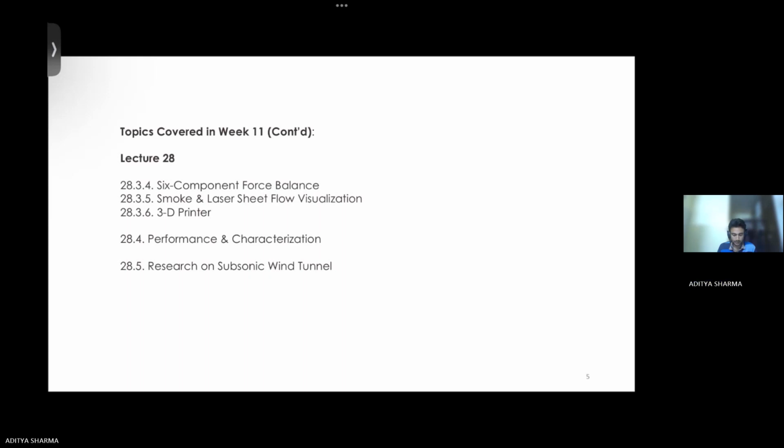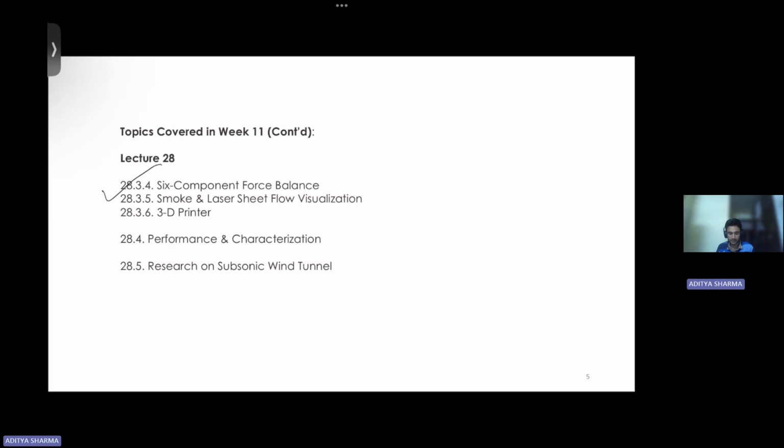So then we have a lecture. This is of this lecture only. There are other facilities also, like the six component force balance. Six component here means we can measure forces in three axes: in the longitudinal direction, in the lateral direction, and in the vertical direction. And then there are three moments in the three axes. One is for yaw, one is for rolling, and one is for pitch. So these six measurements we can take based on this force balance.